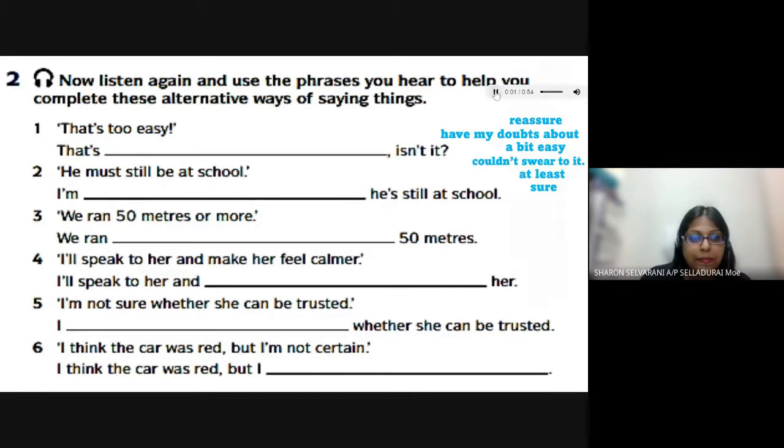Unit 6, Listening. Exercise 1. He deserves the death penalty. That's a bit harsh, isn't it?